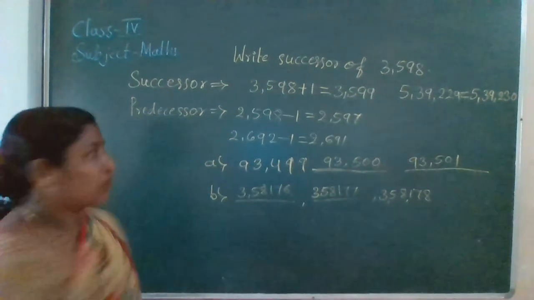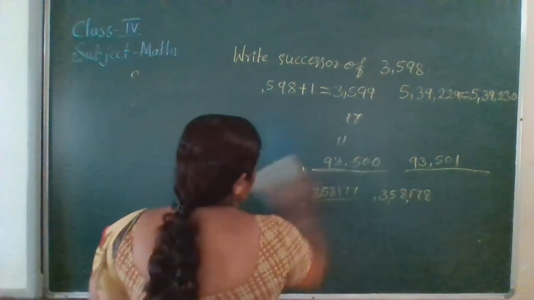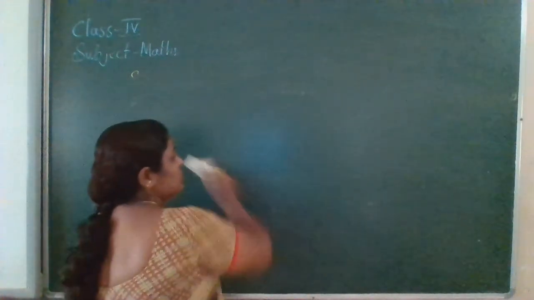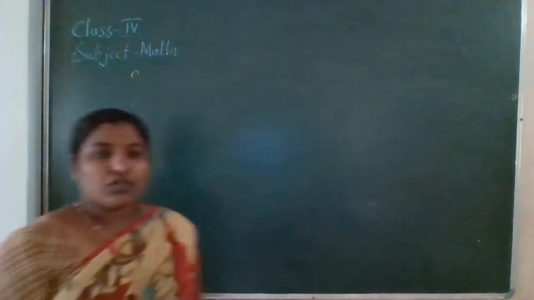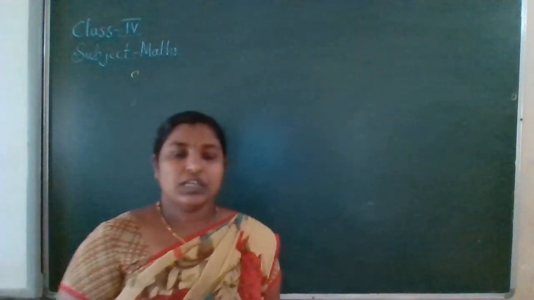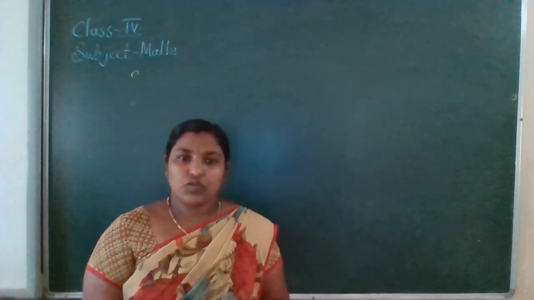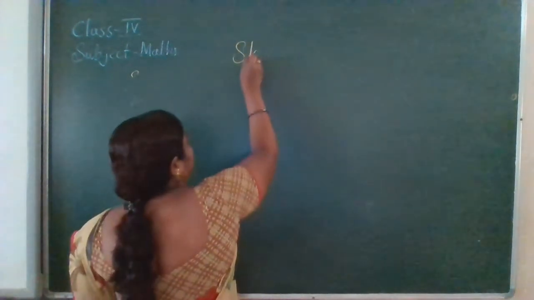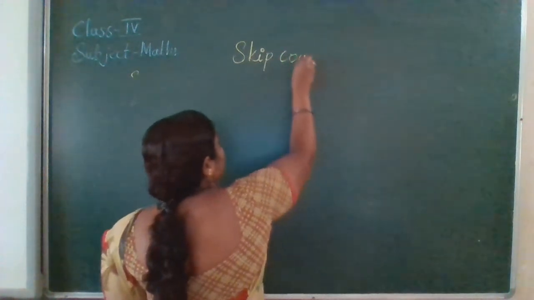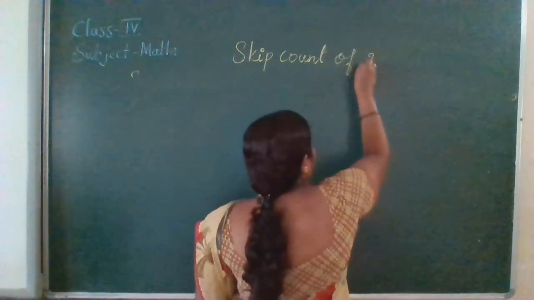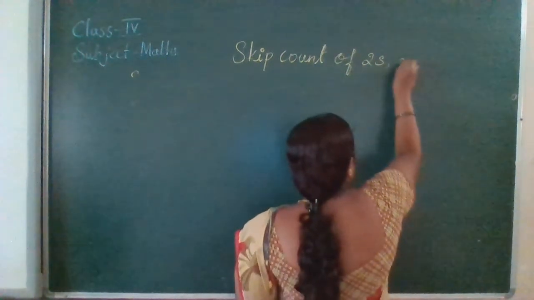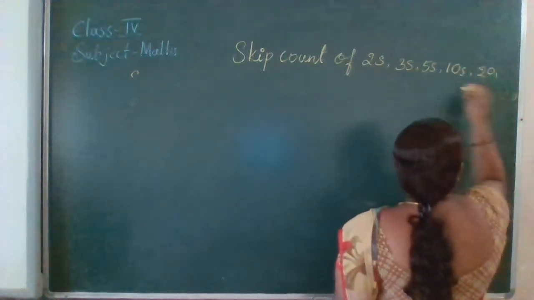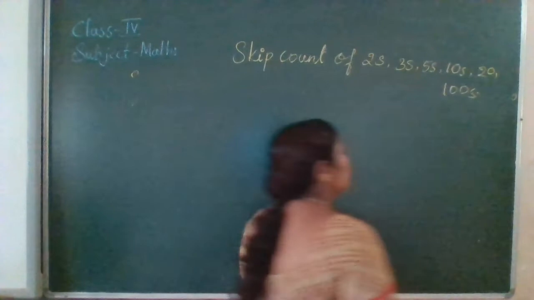Next, we will go for the concept of skip count. What is skip count? Skip count of 2s, skip count of 5s, skip count of 3s, skip count of 10s, skip count of 20s, skip count of 100s, and so on. Skip count of 2s, 3s, 5s, 10s, 20s and 100s. I'll show you this much.